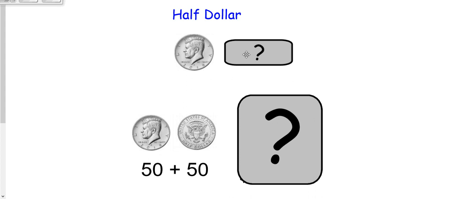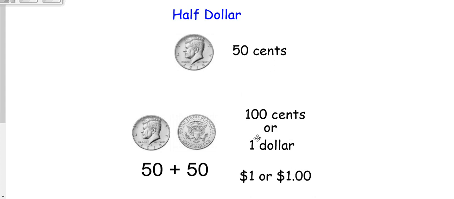Now we said that one half dollar was worth 50 cents. If you have two half dollars, you have 50 plus 50. 50 plus 50 is 100. So we would say two half dollars is worth 100 cents, or we could say it's worth $1 because 100 cents is equal to $1.